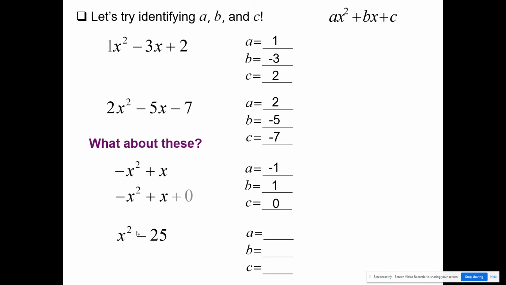Okay, and then this one, your a is this 1 in front of x squared, but your b is missing because this is your constant. So b is 0, and then c is -25. So that can get tricky if you have missing terms.